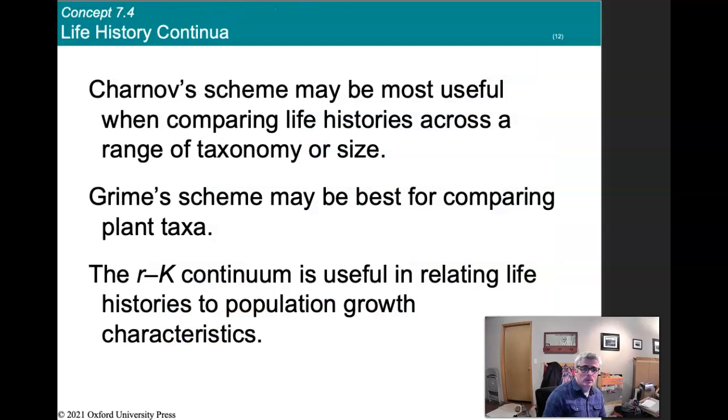And so Charnov's scheme may be most useful when it comes to comparing life history strategies across a range of taxonomy or size. Grimes is mostly used for plant taxa, kind of weedy versus etc. And the RK continuum is useful in relating life histories given population characteristics. Okay, I'm going to stop there.